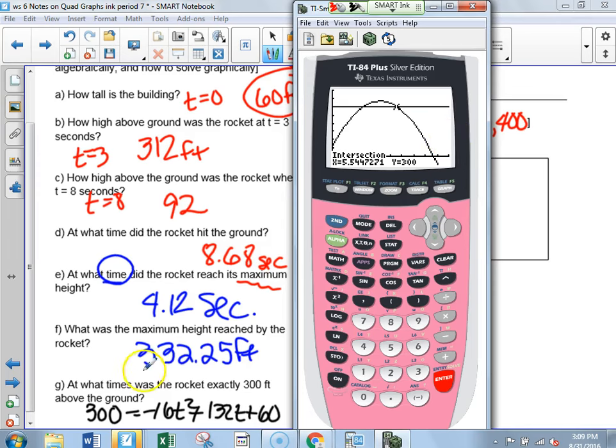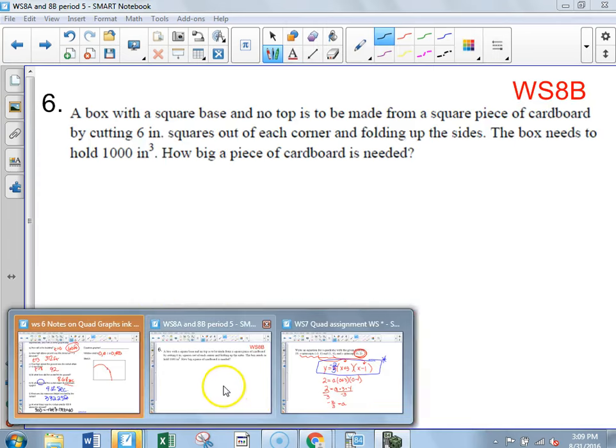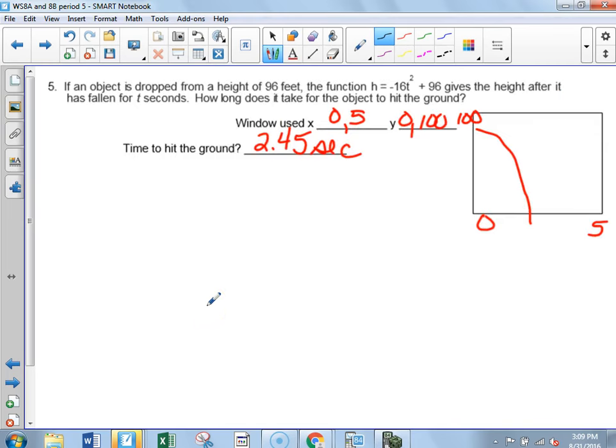Better? Okay. Can you quickly flip to worksheet 8, side A?